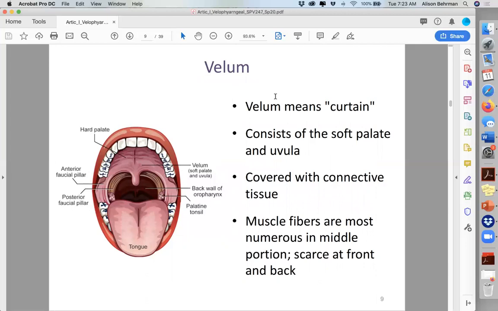Slide 9 introduces the velum, the velopharyngeal port. It's the extension of the soft palate and the uvula. It's made up of connective tissue and muscle fibers, and it is critical for opening and closing the nasal cavity.